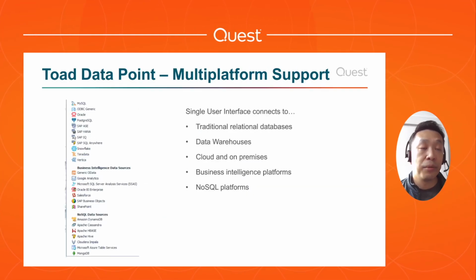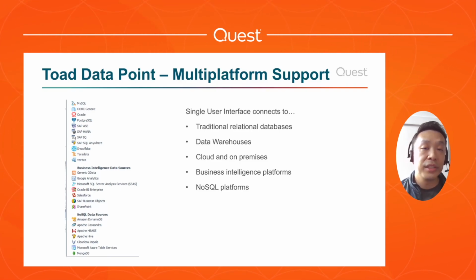So again, on this slide, we're talking about a single Toad that can connect to all these different data sources, right? You can see there on the top left, all my relational databases like Oracle and MySQL and Postgres. You can see data warehouse platforms like Snowflake in the cloud and Teradata, things like that. You can also use Toad Data Point and Toad Data Studio to connect to things like Oracle OBI, Oracle OBIEE and SAP Business Objects.